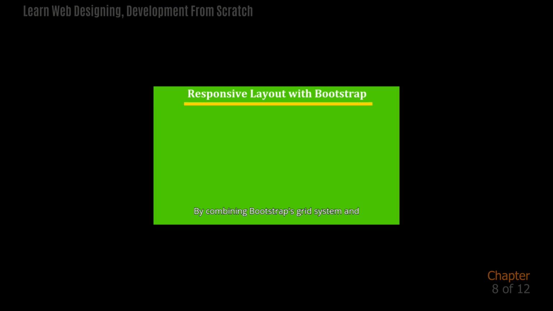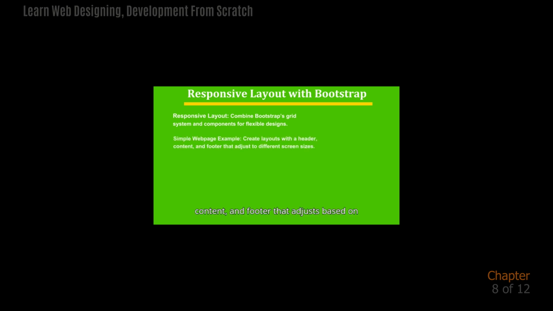By combining Bootstrap's grid system and components, you can easily build a responsive layout. For instance, you can create a simple web page with a header, content, and footer that adjusts based on the device. This layout will adjust the content area and sidebar to fit nicely on various screen sizes.